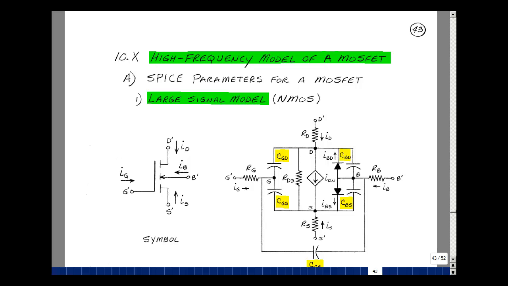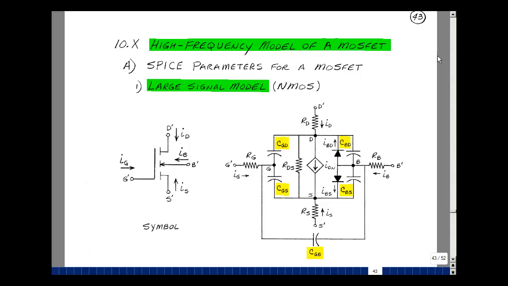This lesson deals with a high-frequency model of a MOSFET. You can find these notes in the ECE302 ebook in Chapter 10, starting on page 43. What's shown below here is a large signal SPICE model for an NMOS transistor.